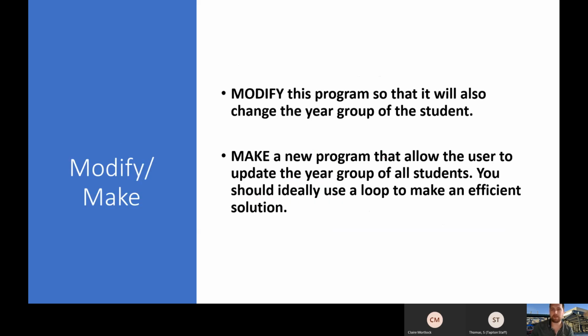And then we've got the modifier and the make. So this time I want it to change so it's the year group of the student that changes. So hopefully that's fairly straightforward for them to do. And then the make one is allowing the user to update the year group of all of the students. So it will go through and change all of the students' year group one by one. So they can change the first one to 9, the second one to 8, and so on. And again, ideally talking about getting them to do it as a loop, so it makes it efficient, but obviously they don't necessarily have to.